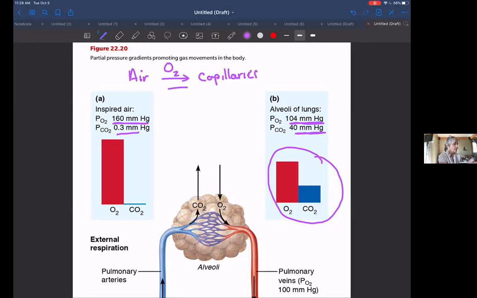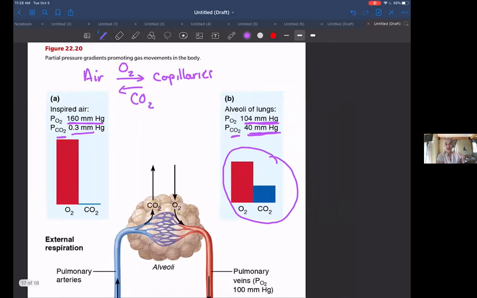Okay, CO2 is going to move in the opposite direction. So CO2 would move from the capillaries out when we breathe it out. So CO2 moves the other direction. And if that difference in pressures goes to 0, then diffusion will stop. Okay, now let's look at it.